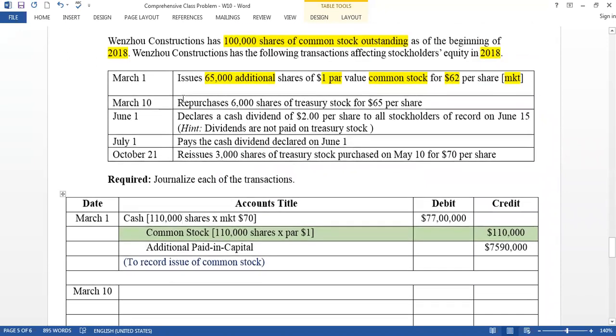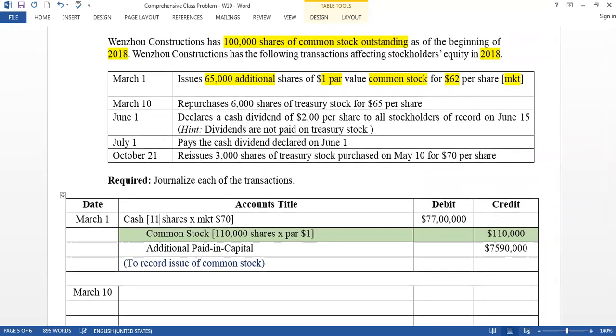Company sells 65,000 common stock, and from the market they receive $62. And what is the amount here? The amount here is $4,030,000. So this is the cash they receive from market.